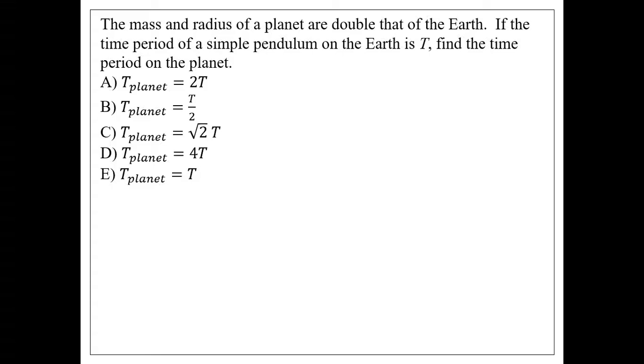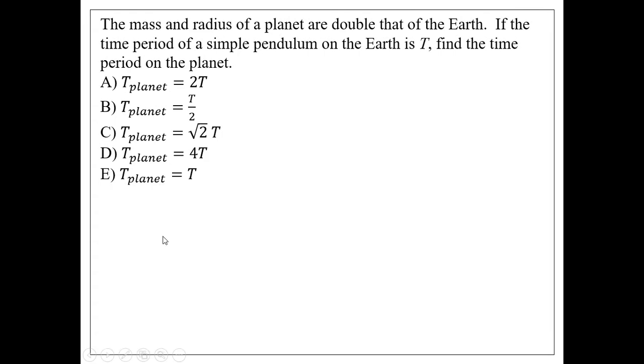All right, so here are more MCQs on harmonics. Here's the first one. You have a mass and radius of a planet that are double that of Earth. If the time period of a simple pendulum on Earth is capital T, find the time period on the planet, whatever this planet is. So here are your choices, A, B, C, D, E.